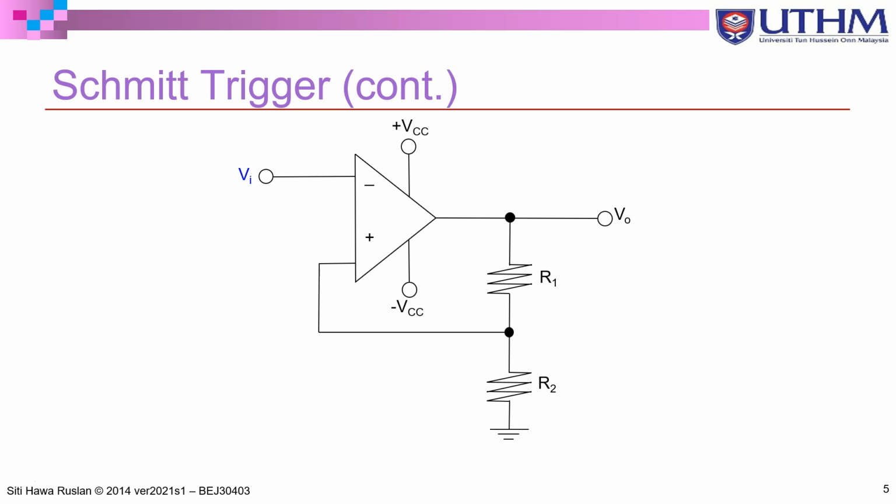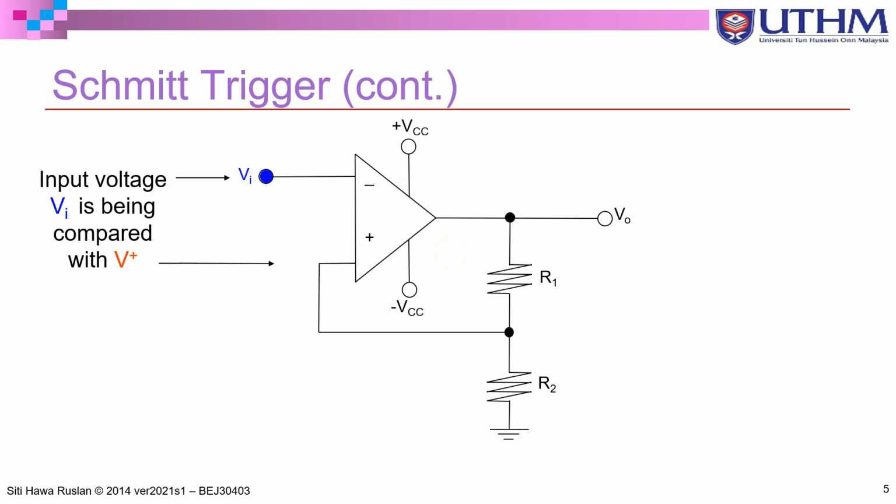This is the circuit of a Schmitt trigger. It simply has two resistors, R1, R2. We connect the op-amp to the power supply plus VCC, minus VCC, and the input voltage is coming to the negative terminal. So this input voltage terminal will be compared with the voltage at the positive terminal. We call it V plus, and this V plus is actually the same voltage between R1 and R2, or simply it is the voltage across R2.